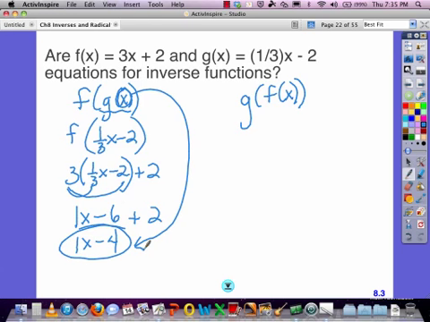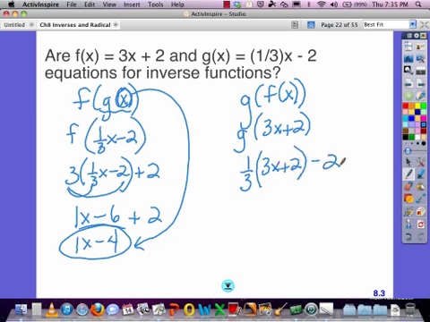So now g of f of x means start with the f of x rule. So we're going to replace f of x, and we're going to put the rule of 3x plus 2 in. Now that's a number. So we will take 3x plus 2, and we will substitute that into the g of x rule wherever there's a variable. So I'm starting to copy the g of x rule. Here's my variable of x, and I will put in my number 3x plus 2. And then I will subtract 2.